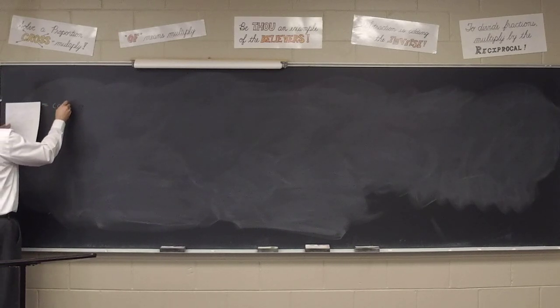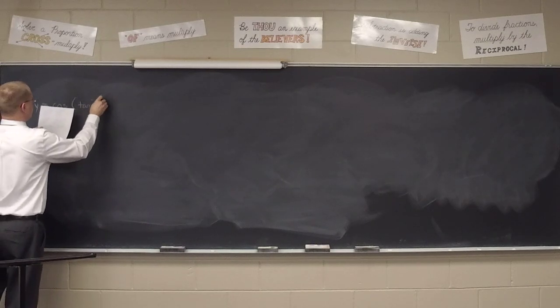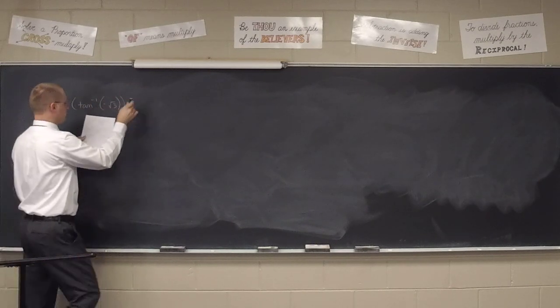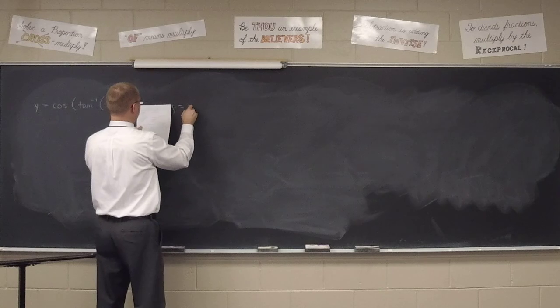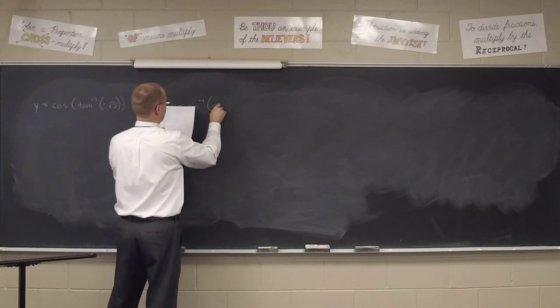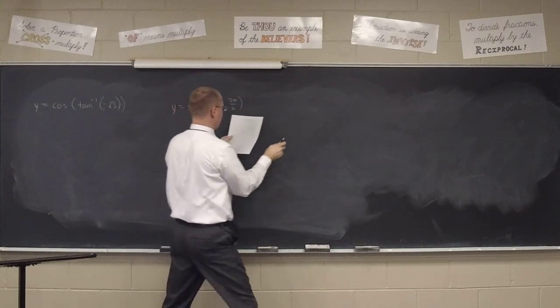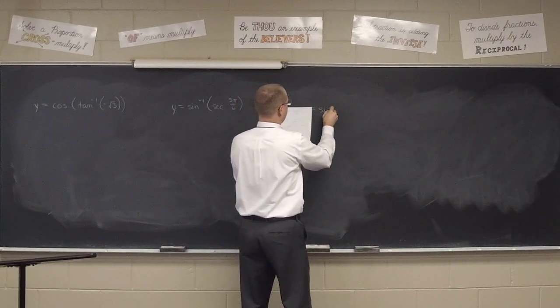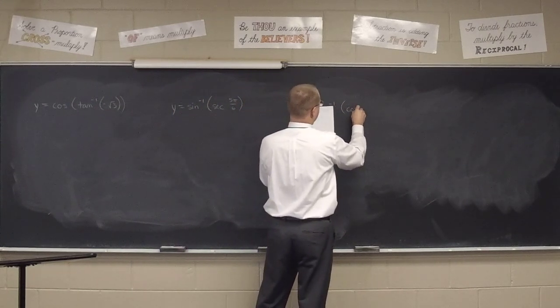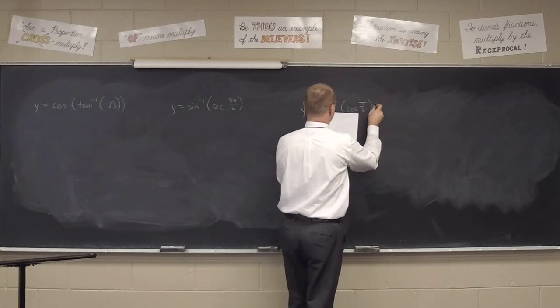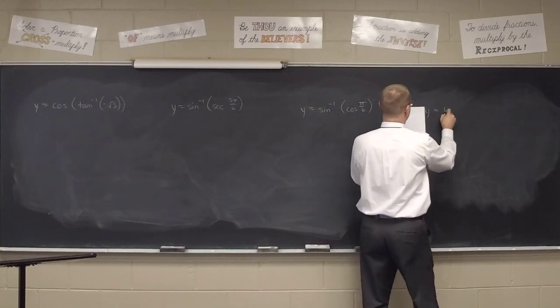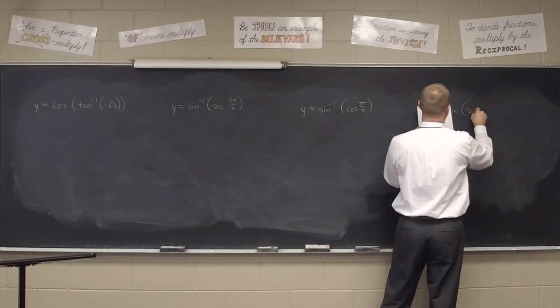y is equal to the cosine of the arc tangent of negative square root of 3. y is equal to the arc sine of the secant of 5 over 6. With arc tangent, you use the question when. Inverse functions are when.